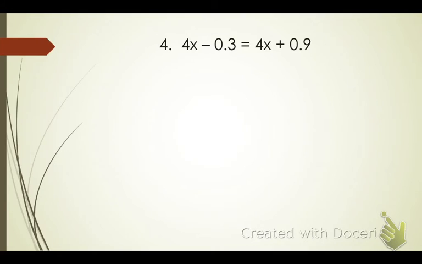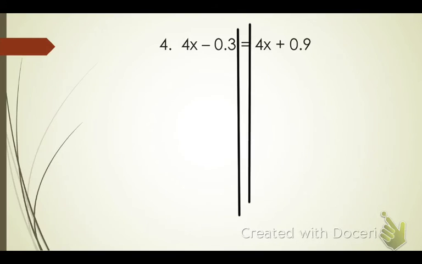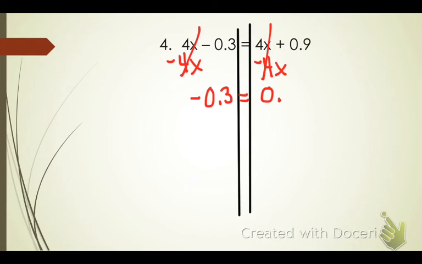The last 2 questions on your note guide are special cases. So again, variables on both sides, so I begin by trying to combine my variables. I would, first of all, separate my 2 sides, and I see that I have 4x on both sides, so I'm going to subtract 4x and subtract 4x over here. Well, 4x minus 4x is 0, which leaves me with just negative 3/10 equals, and again, 4x minus 4x is 0 equals 9/10. So something weird has happened here.